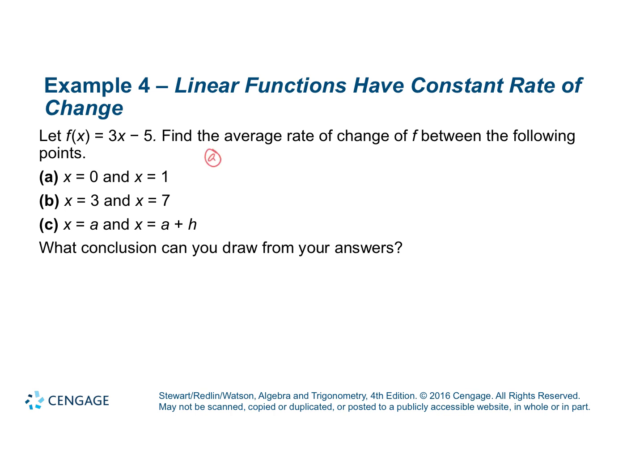Now, we have x equals 0 and x equals 1, but we don't know what the y is. It says let f of x be 3x minus 5. Find the average rate of change between the following points. So we're just going to go ahead and plug it in.